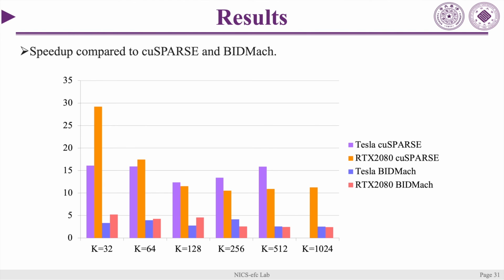Our results compared to Kurzbars and BIDMach are shown below. When k is equal to 32, we have a speedup of about 29.2 times over Kurzbars on average, and 5.2 times over BIDMach on average. When k is equal to 1024, many of the matrices couldn't be handled by Kurzbars, so we didn't demonstrate this speedup.